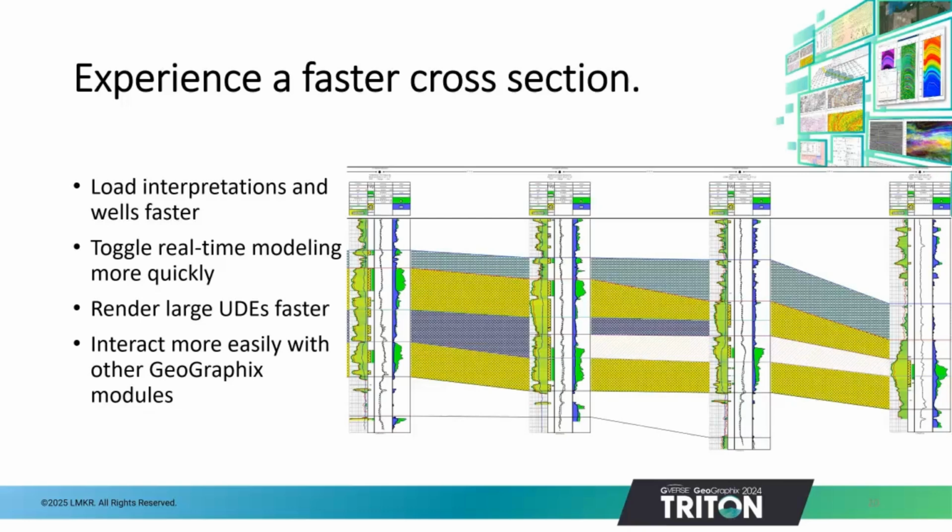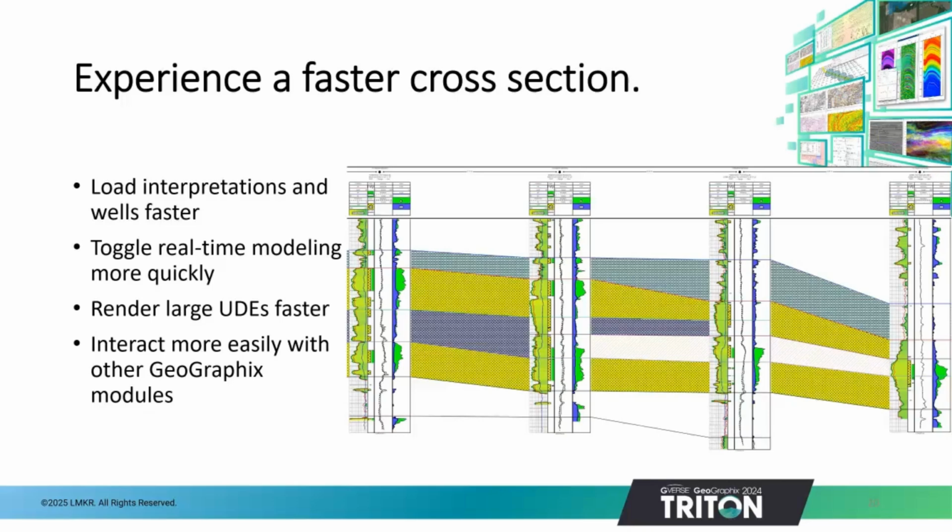So when you have a big cross-section with a heavy UDE on it, we've tried to make that process a lot faster, and just the general overall 3D view, map view, cross-section, make it more responsive, and also better, faster integration with other modules like WellBase and Zone Manager. So reading data and writing data to the rest of GeoGraphix should be a little bit faster.